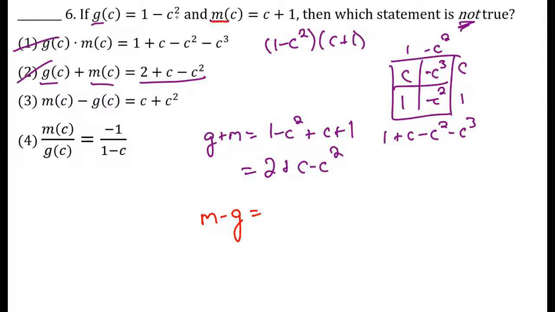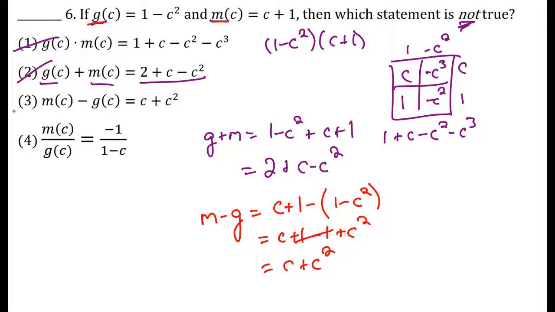I'm doing m minus g, so c plus 1 minus, notice I need parentheses here, minus that quantity, c plus 1 minus 1 plus c squared. Those add to 0, so I get c plus c squared. Choice 3 is a true statement, so it is incorrect. So it means it has to be choice 4, and let's see why.